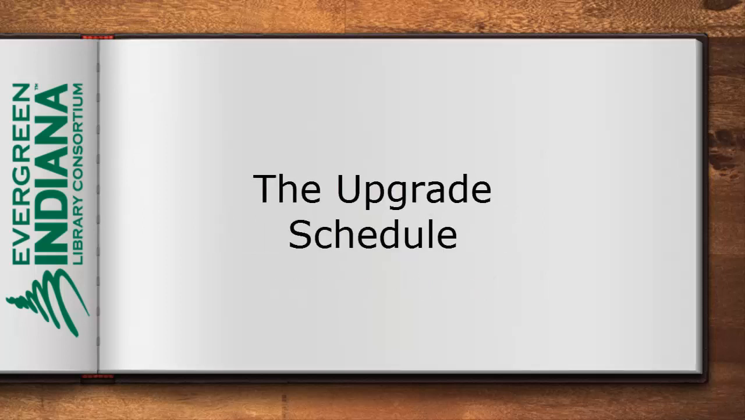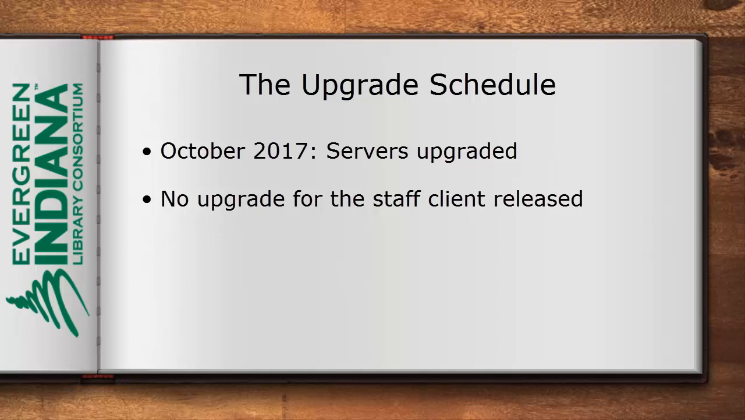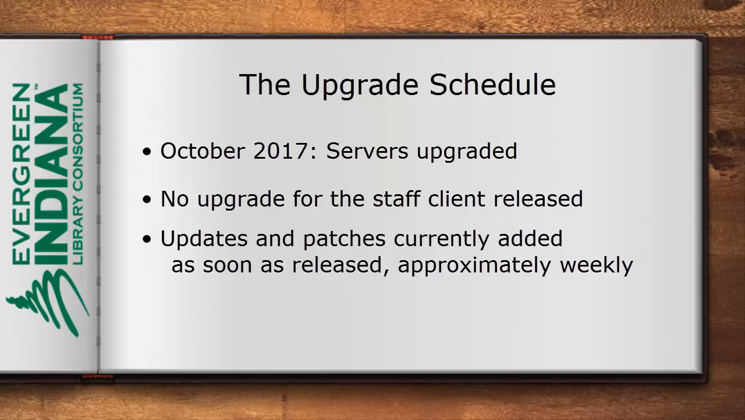The upgrade schedule. The Evergreen Indiana Consortium upgraded to web client version 3.0 in October 2017. The staff client has not changed significantly enough to warrant a reinstall across the sites, so while patches and minor updates have been integrated, the staff client is still listed as an enhanced 2.11. Patches, bug fixes, and features are being added to the web client on approximately a weekly basis at this time.